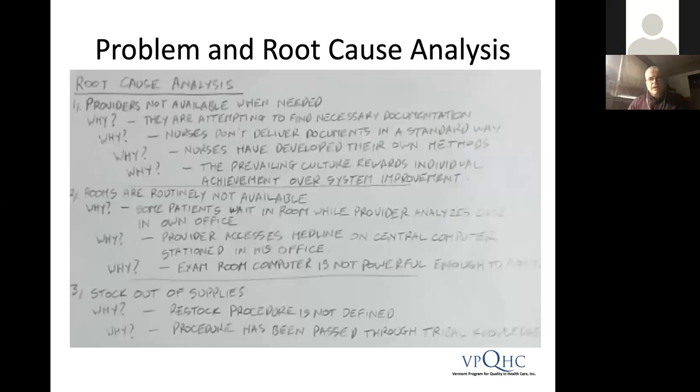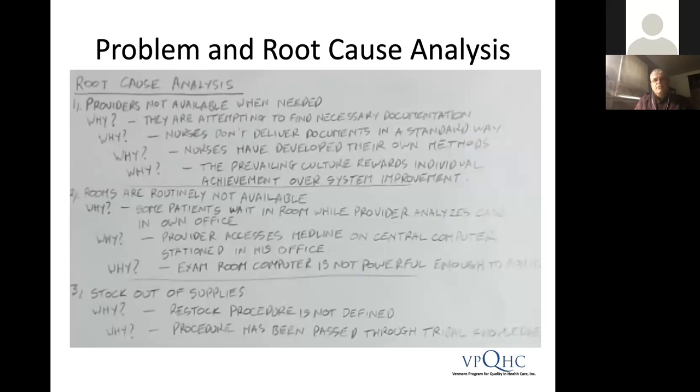So here's a root cause analysis of an example. So let's step through this for a second. Well, the providers aren't available when needed. Well, why? Sometimes they're attempting to find necessary documentation. Well, why is that? Well, the nurses don't deliver documents in a standard way because they've developed their own methods. And why is that? Well, because the prevailing culture rewards individual achievement over system improvement.